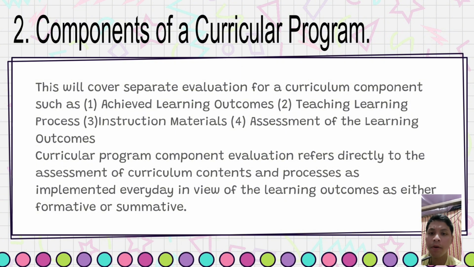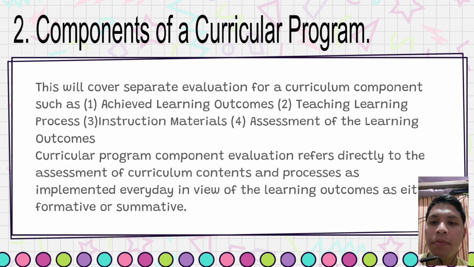Number two is the components of a curricular program. This will cover the separate evaluation of a curriculum component, such as, number one, achieved learning outcomes; number two, teaching learning process; number three, instruction materials; and number four, assessment of the learning outcomes. Curricular program components evaluation refers directly to the assessment of the curriculum contents and processes as implemented every day, in view of the learning outcomes, as either formative or summative.